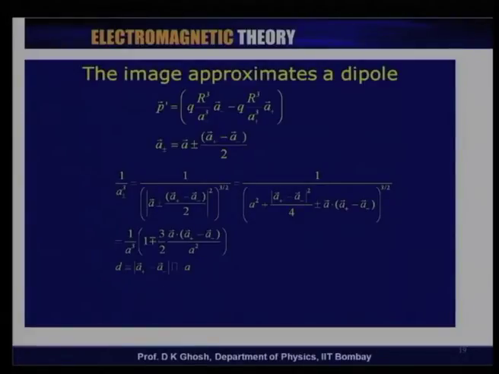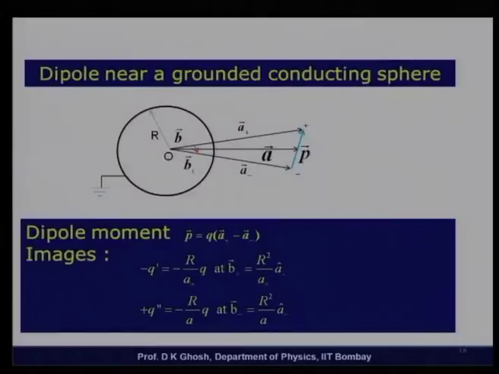So, the image dipole is given by q times r cube by A minus cube times vector A minus, minus q times r cube by A plus cube times vector A plus, where this vector is the distance from the origin to the two charges. Let me repeat that picture again. This is A plus, for instance. So, vector A is vector A plus this much, which is A plus minus A minus divided by 2.